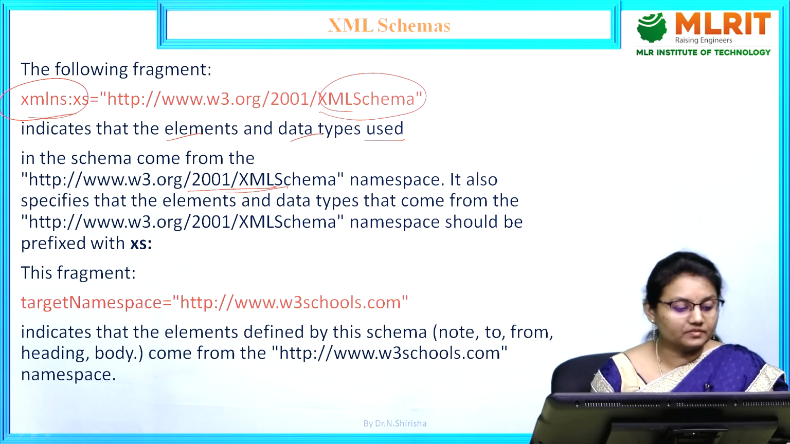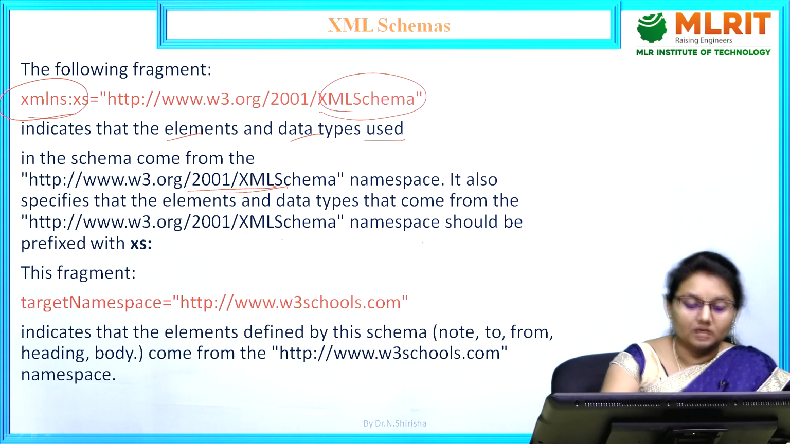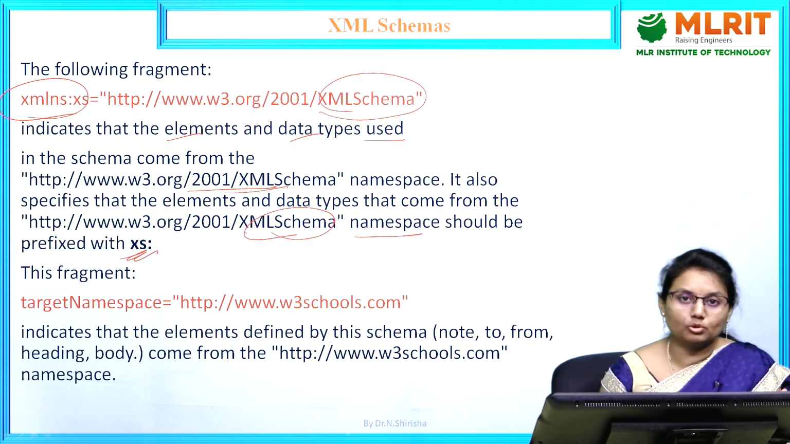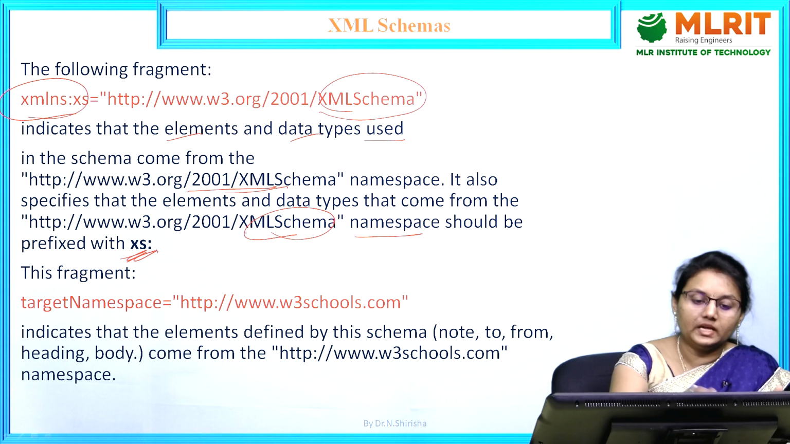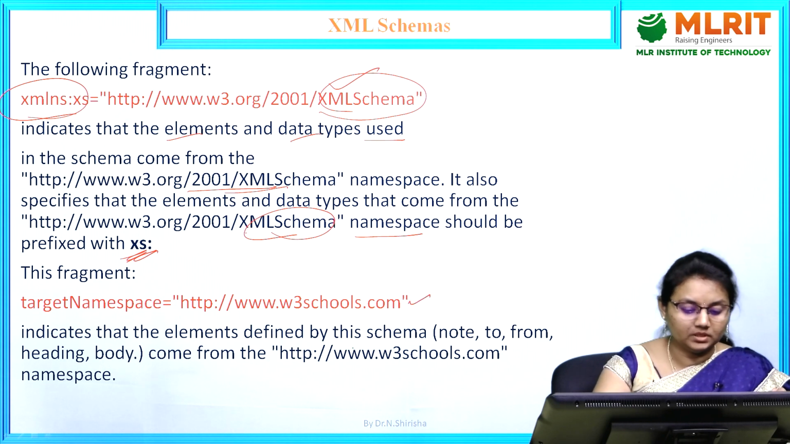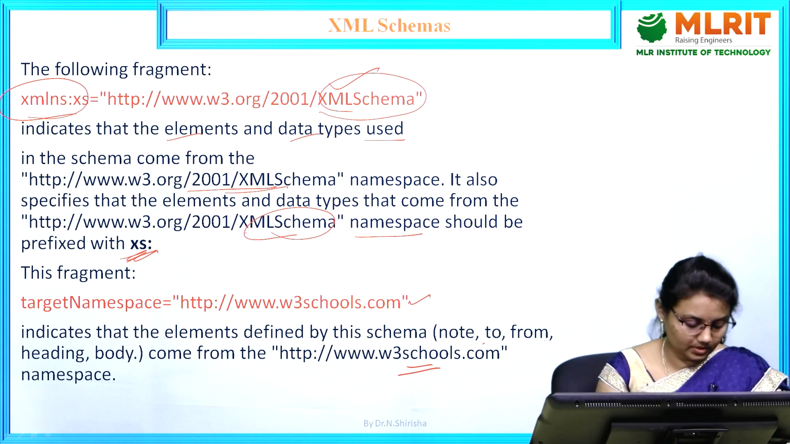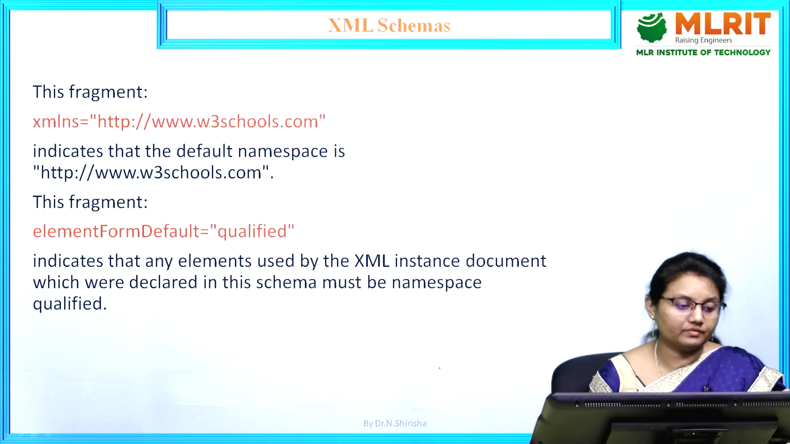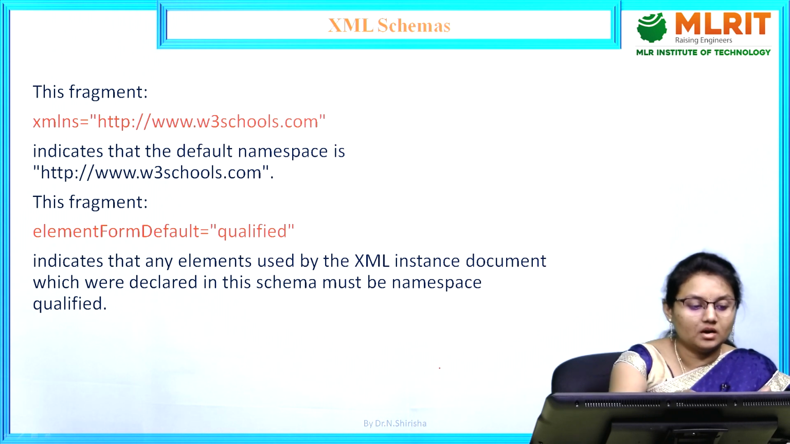It also specifies that these elements coming from this XML schema should be prefixed with xs:. When you give xs:, only then will it be referred to. Okay. The target namespace we are giving is some other one. It indicates that the elements note, to, from, heading and body come from this namespace. Okay. This is how we have defined the namespace. So this is the explanation. xmlns indicates the default namespace. So the default namespace we have taken from here.